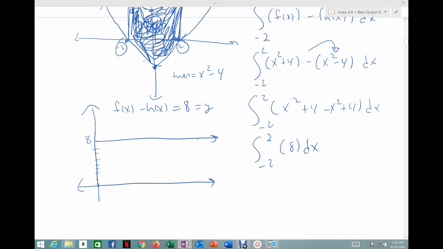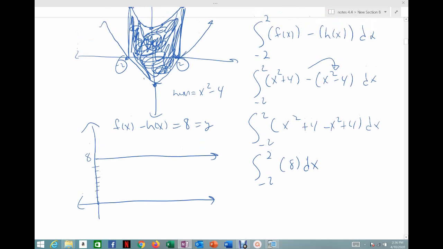There's my new function, f of x minus h of x, which again, that's what I did. I took f of x and subtracted h of x, and it just simplified nicely. I did it on purpose, so it came out to a nice function, so you can easily see the area. And I want to integrate it, I only graph the positive part of my function. I want to graph it from 2 to negative 2.